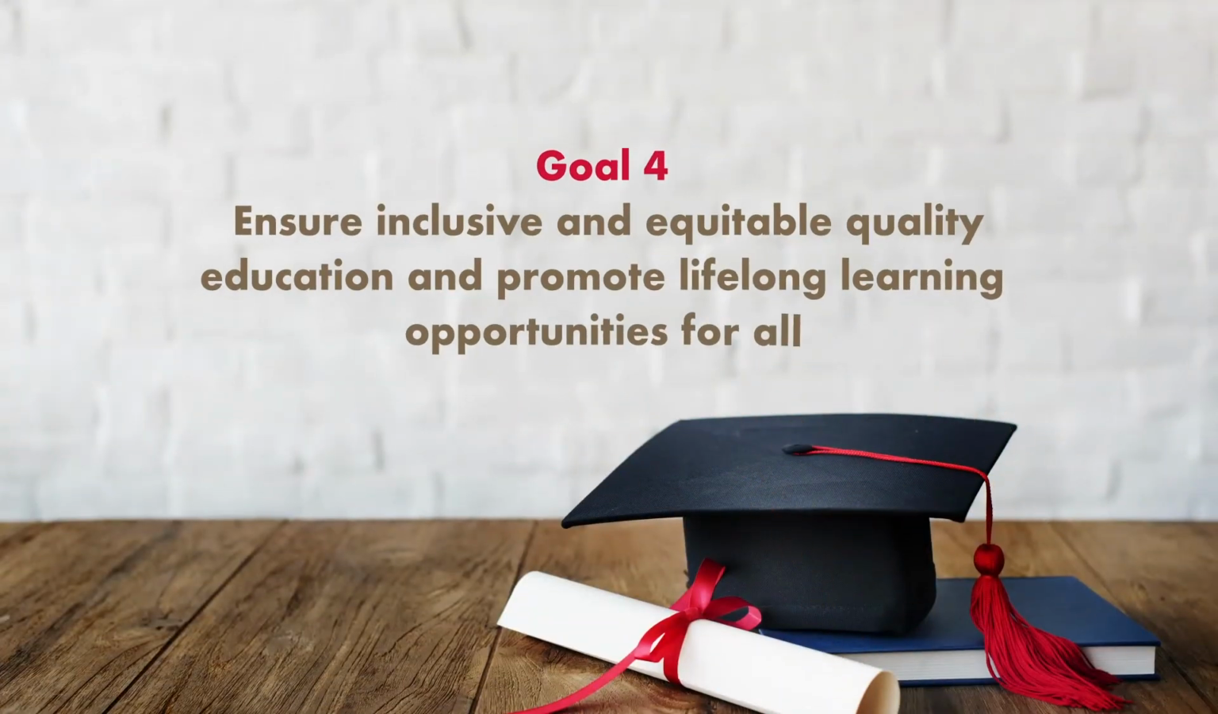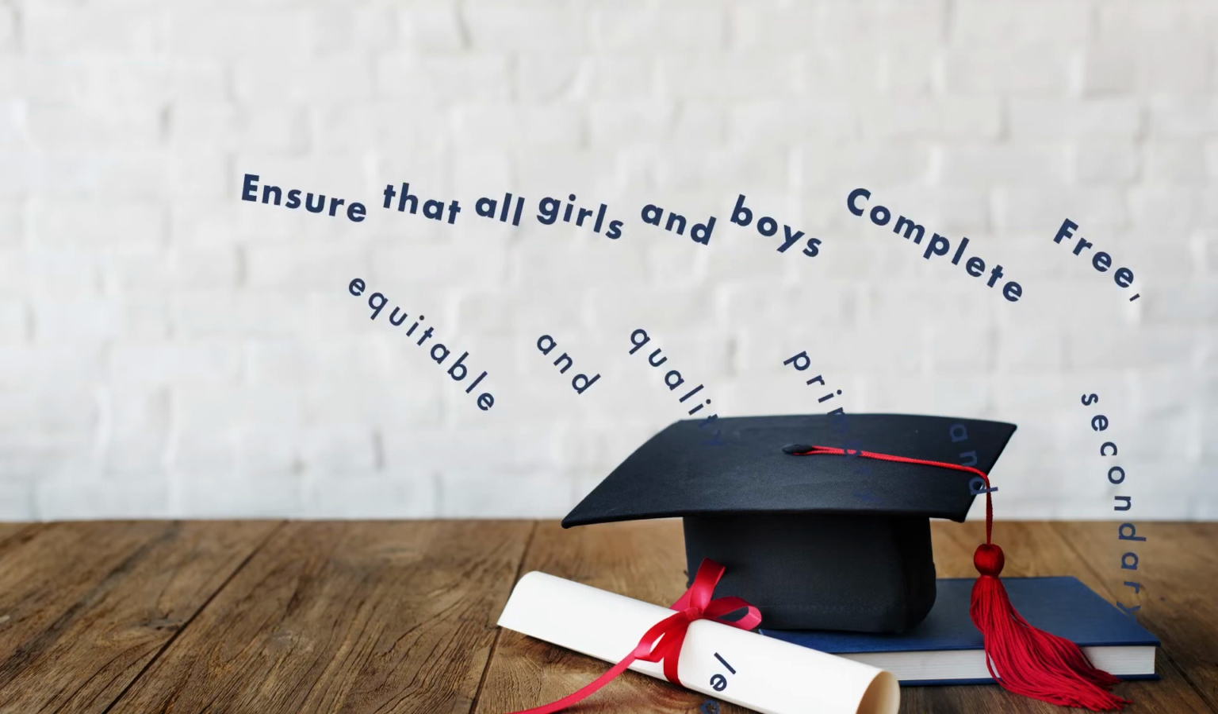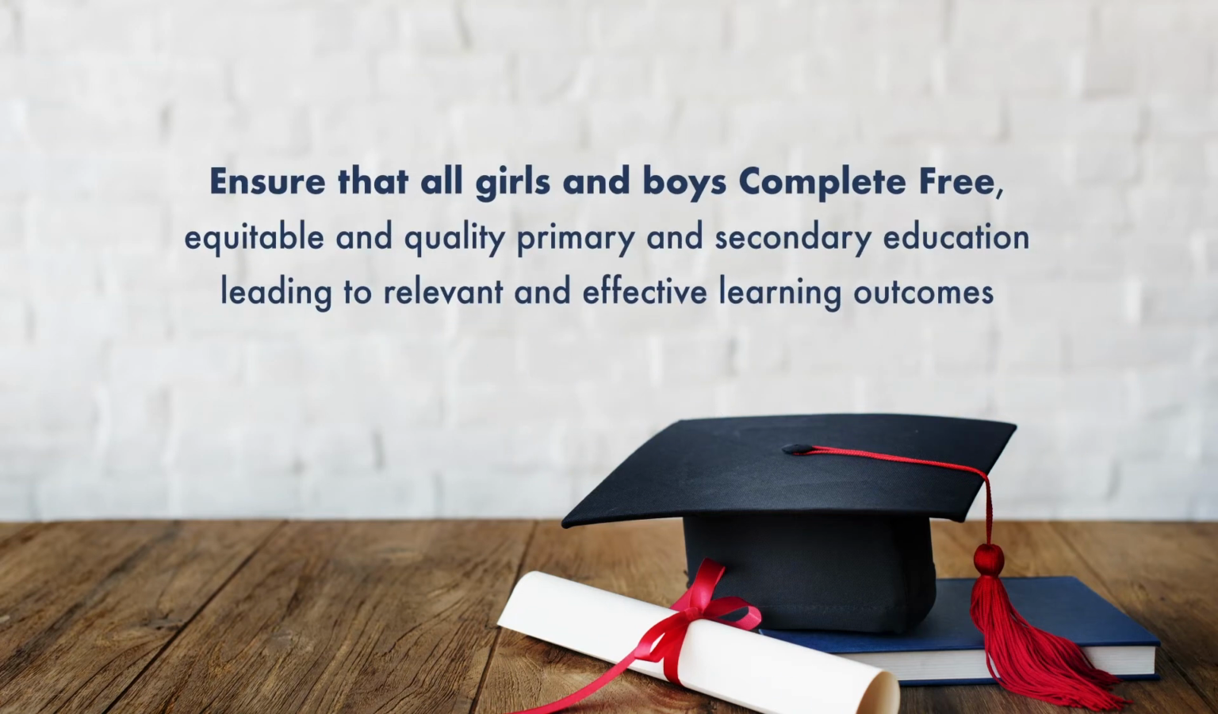Ensure inclusive and equitable quality education and promote lifelong learning opportunities for all. It's goal number 4. It has 10 targets with 12 indicators. Of the 10 targets, a few key targets which are very important, which I want to share here, is by 2030, ensure that all girls and boys complete free, equitable, and quality primary and secondary education, leading to relevant and effective learning outcomes.